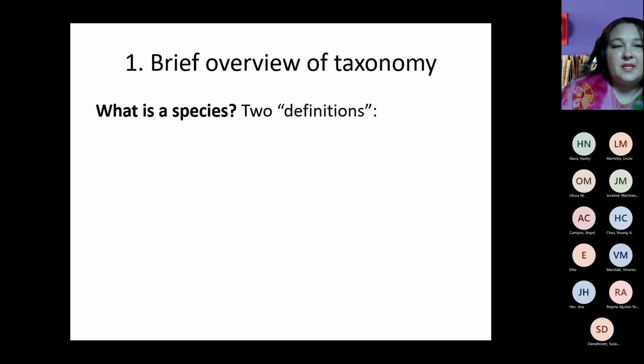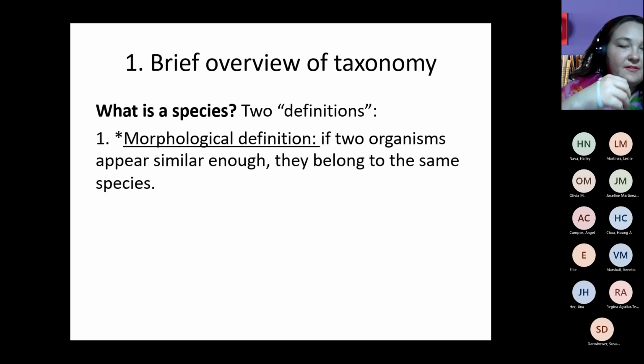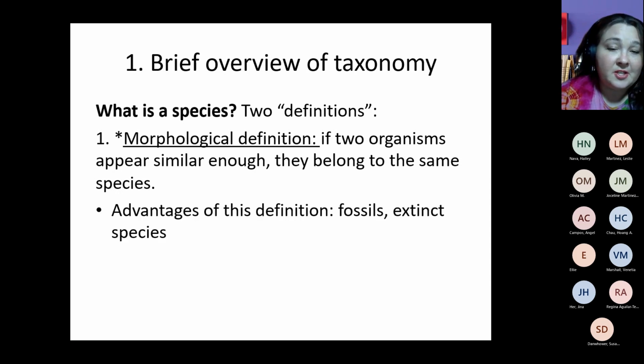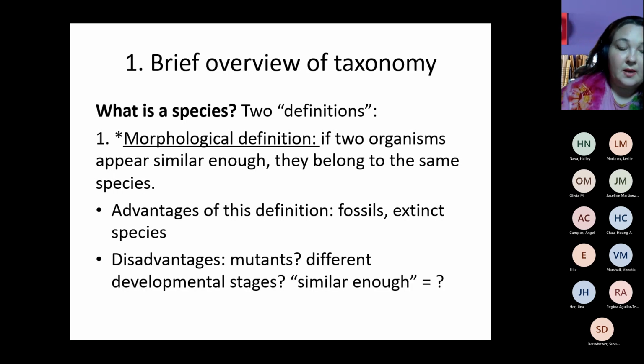There are two definitions of species. The first one is the morphological definition. If two organisms appear similar enough, they belong to the same species. This is the definition you would have been working with during the card sort. An advantage is that we can use this with things we can only observe, such as fossils of extinct species. If you see two fossils, the only thing you can do is look at them. You can't watch how they interact or behave or mate.